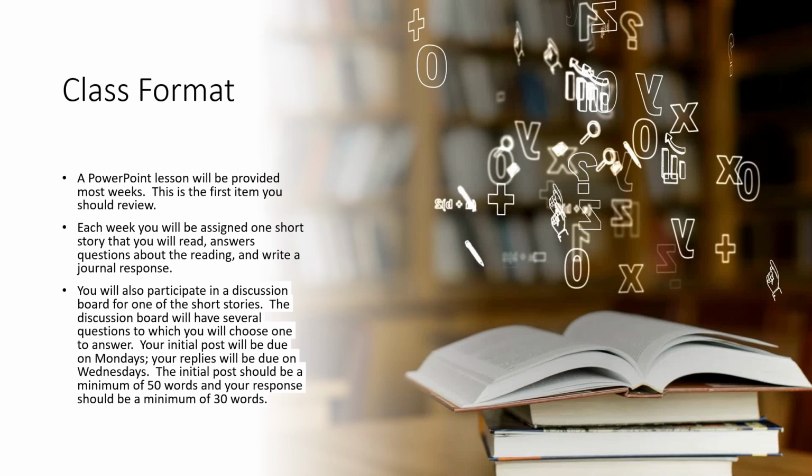So you're going to have 2 readings per week. One reading will be one in which you answer questions about the reading and then write a journal. The other reading will be a discussion board. So you're going to be offered a list of about 10 to 12 questions. You pick one of them and you respond to that one. And then a couple days later, you will respond to the others in your group.